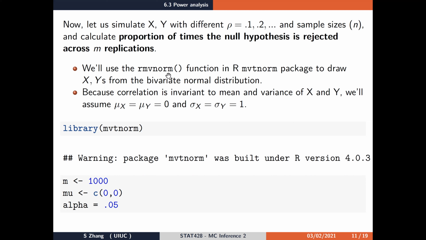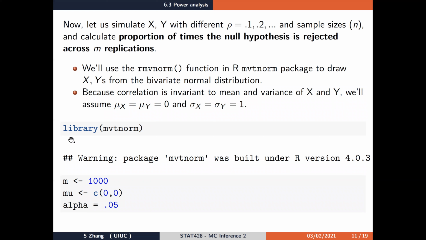The rmvnorm function allows you to draw random samples from the multivariate normal distribution for given mu and covariance values. Because we know that the correlation is invariant to the mean and the variance of x and y, we will just, without loss of generality, assume that x and y both have a mean of 0 and they both have a standard deviation of 1.